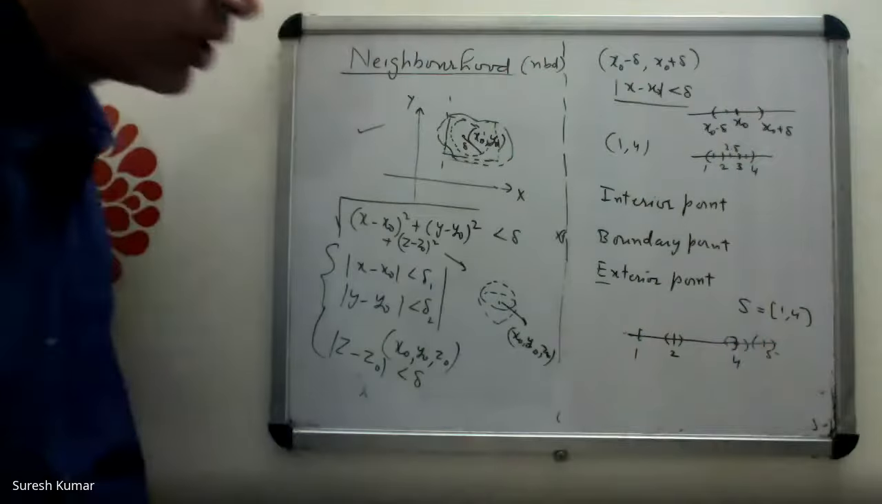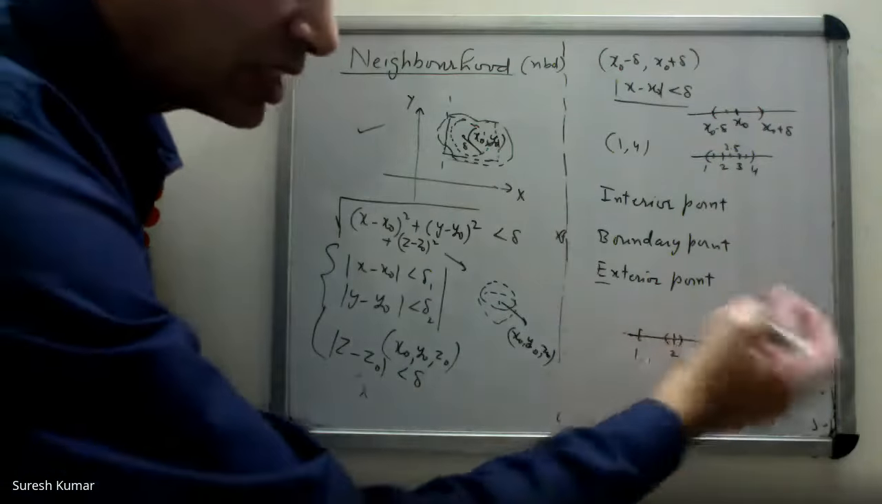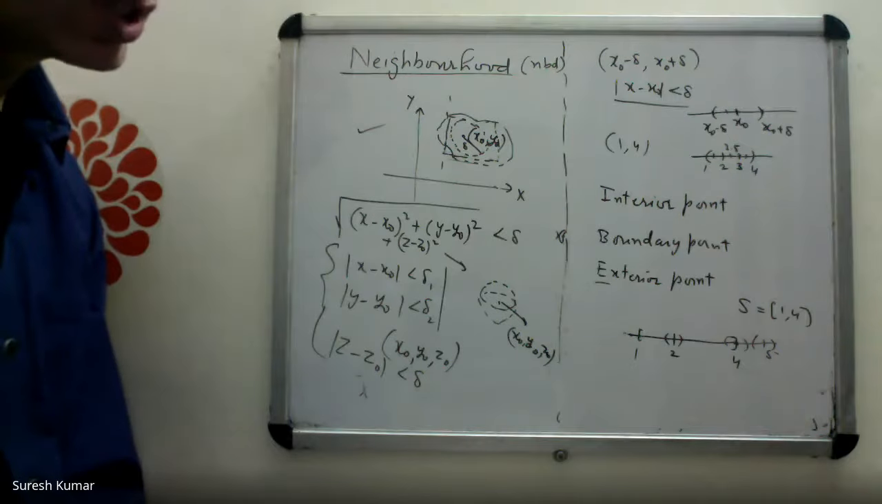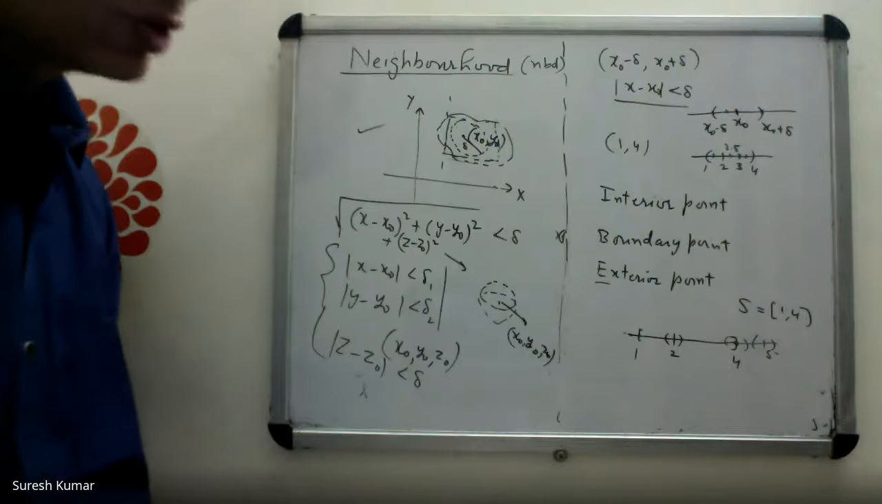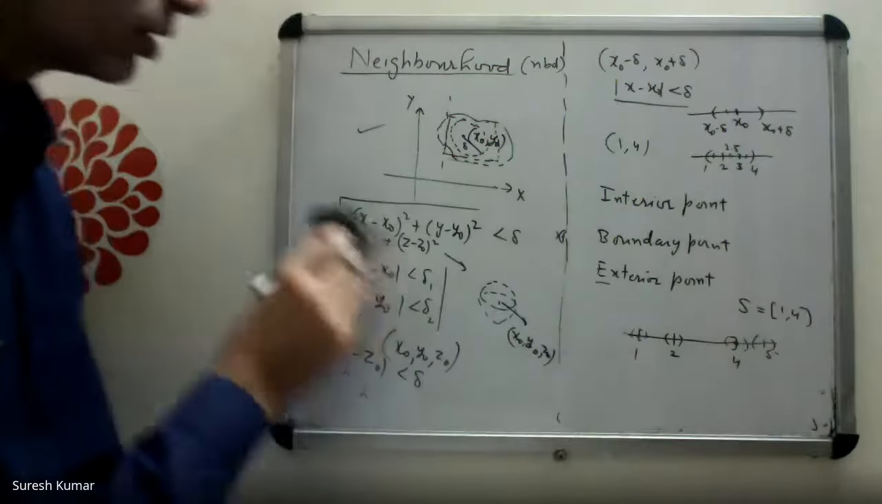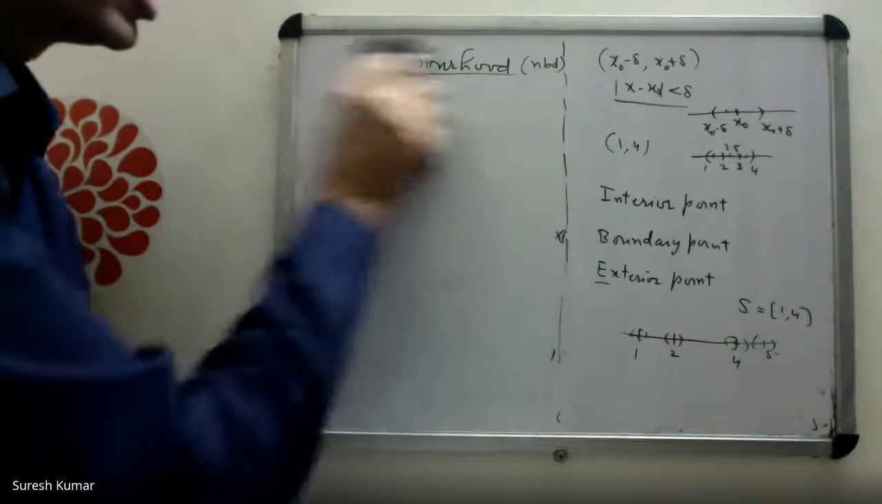A boundary point is a point whose every neighborhood carries interior points as well as exterior points. Such points are boundary points. So here 4 is a boundary point, 1 is also a boundary point. This is the case of 1D. Now see what happens in case of two variables.